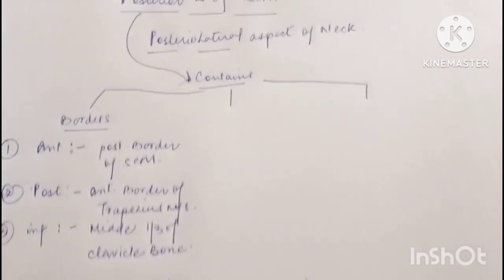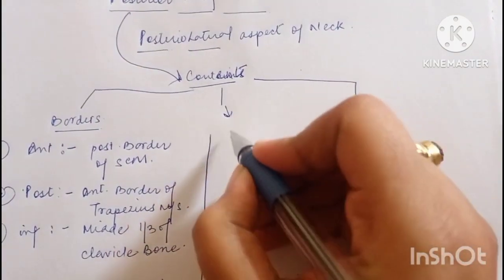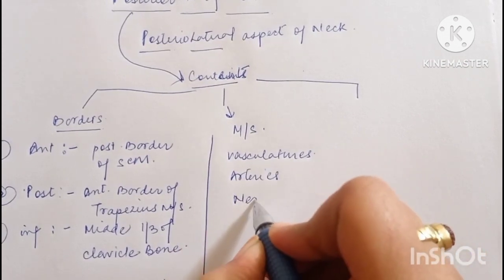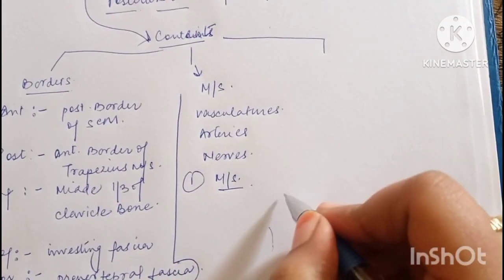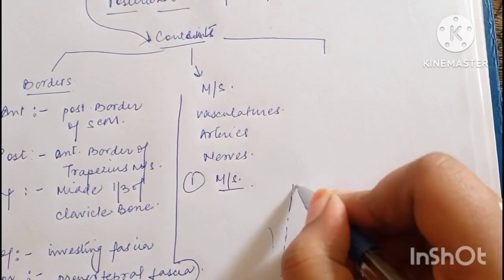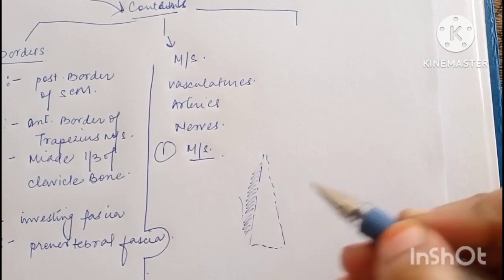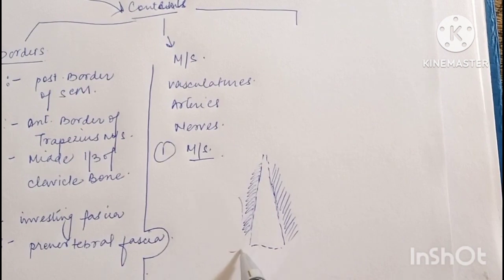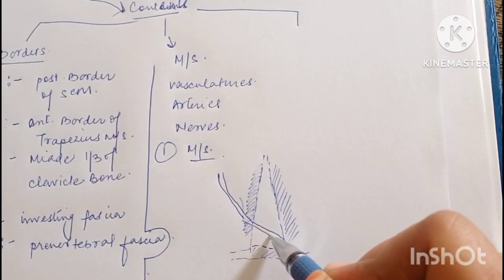Now let's come to the contents. It has muscle, vasculature, that is veins and arteries, and nerves. So let's come to the muscle. As you can see in the picture, this is the posterior triangle, right? Anteriorly bounded by the posterior part of the sternocleidomastoid muscle, posteriorly bounded by the trapezius, and inferiorly by the 1/3 of the clavicle. So the omohyoid muscle comes like this and enters into this.